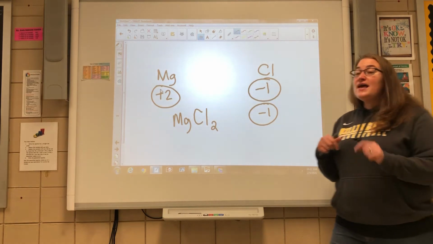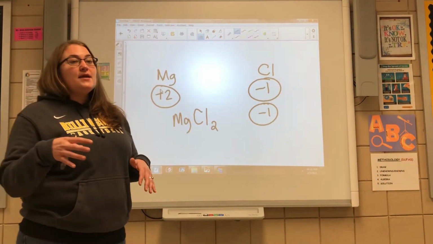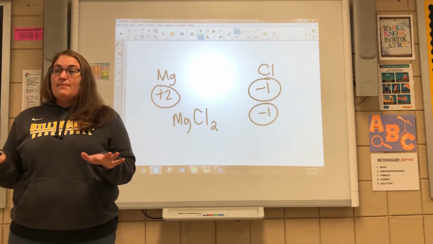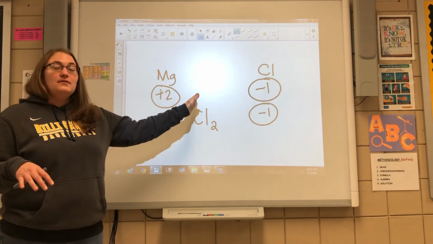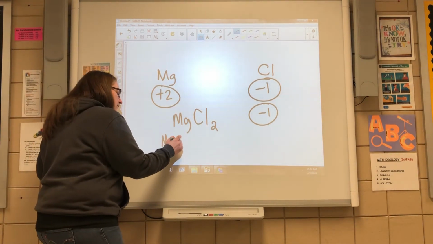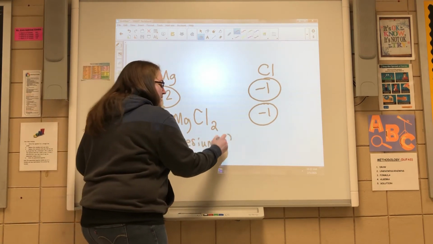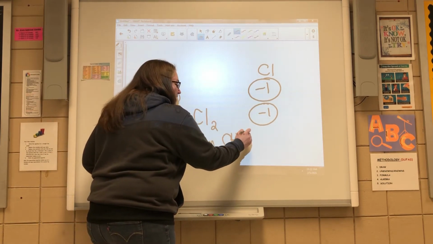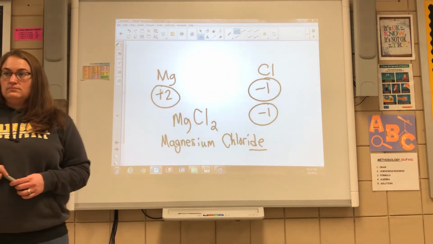Okay? And so now the next step is I need to name this. And if I'm naming a binary compound, and by binary I mean just two atoms, okay? I have a cation and an anion. I'm going to write the name of the first one as it is, and I'm going to write the name of the second one and change the ending to IDE. Okay?